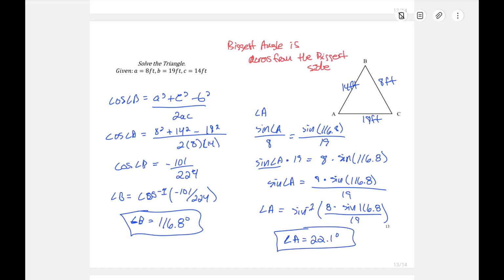And in order to find angle C, we can take the values that we found and subtract them from 180, and we will get the measurement of angle C. When we plug that into our calculator, we will get 41.1 degrees.